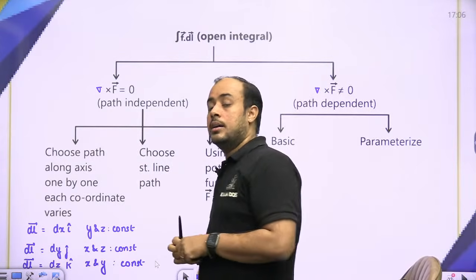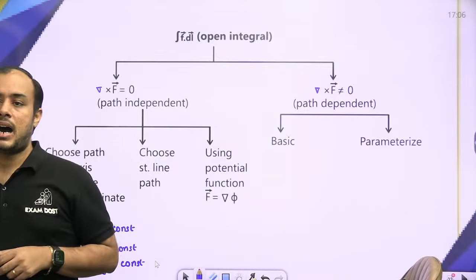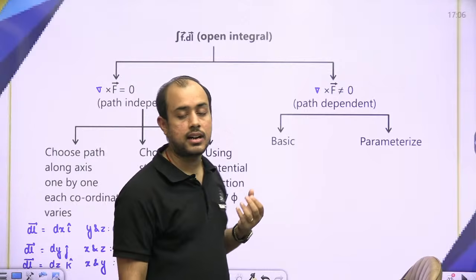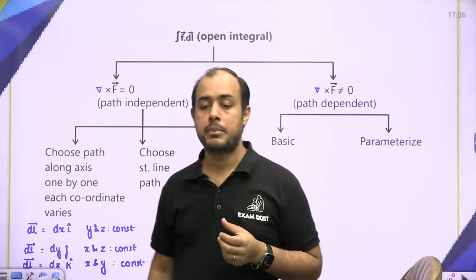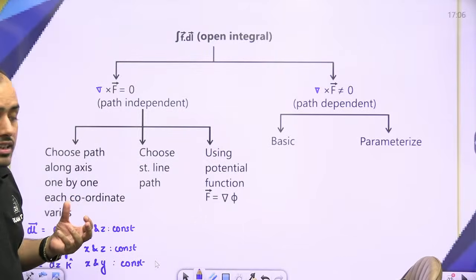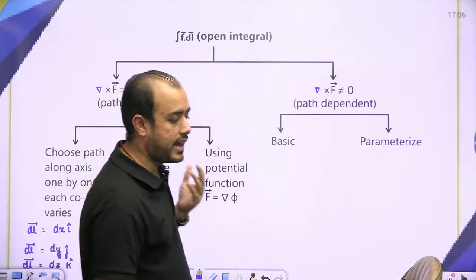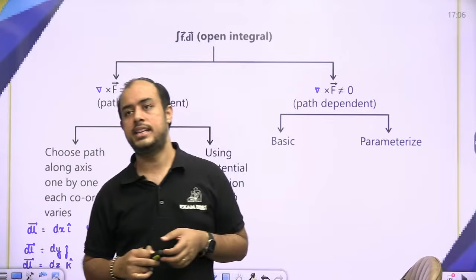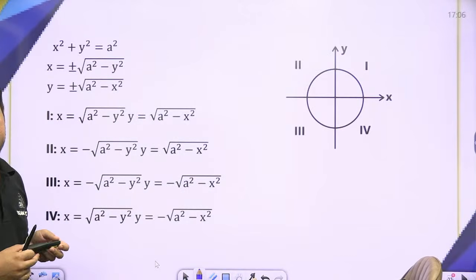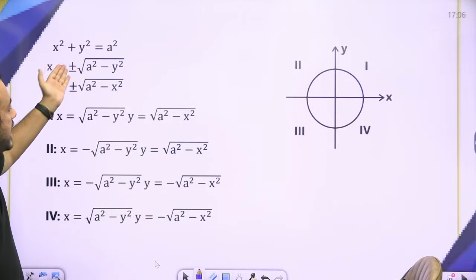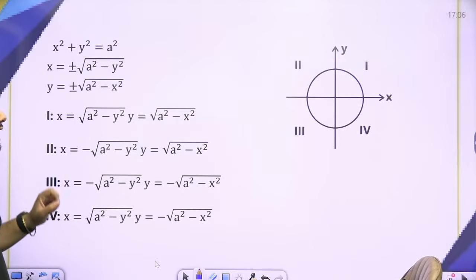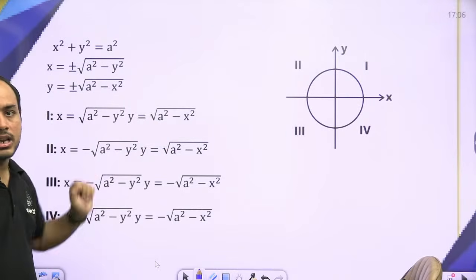Okay? But if curl is non-zero, it is path dependent. Either you directly integrate or you parameterize the curve. What is the meaning of parameterization? Where along the curve the x, y, z coordinates are expressed as a function of a new variable t. Let us take a new variable t. Like if it is the case of a circle, you can write x in terms of y or y in terms of x.